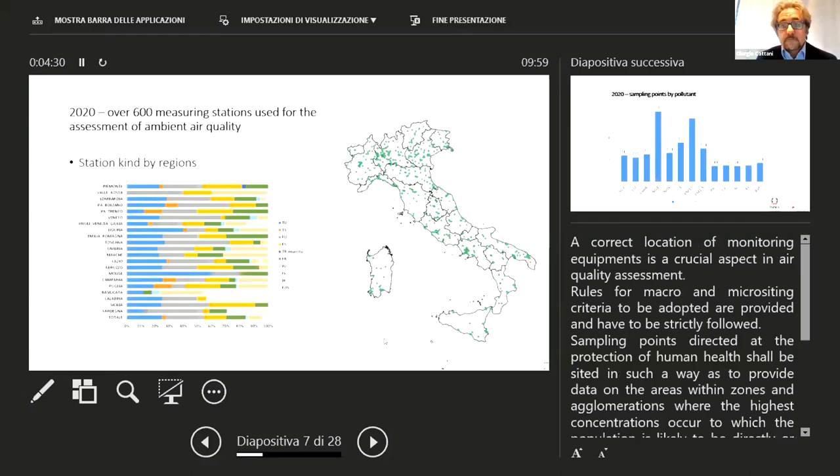For the assessment of air quality, a correct location of monitoring stations is really important. So some of the monitoring stations are located nearby the road, so traffic stations in an urban or suburban setting.